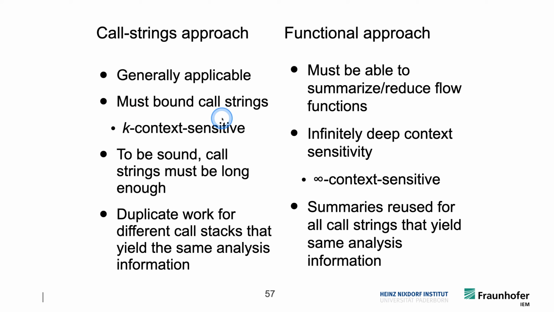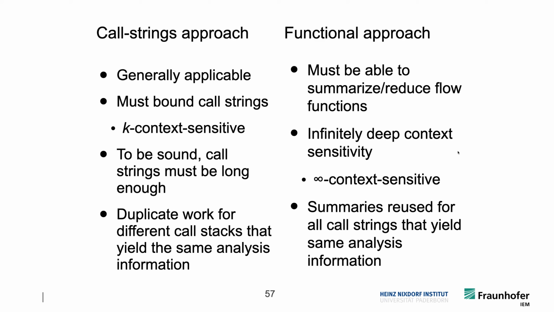In the call strings approach, though, you must bound the calling context strings. We saw that you need to choose a k, and I told you typically it needs to be a small k. Interestingly, in the functional approach, if you're using these distributive flow functions, you have infinitely deep context sensitivity. So essentially you have an infinitely context sensitive problem. K is infinity. Because there's no need to explicitly store calling context strings. They don't occur in any of what you saw.